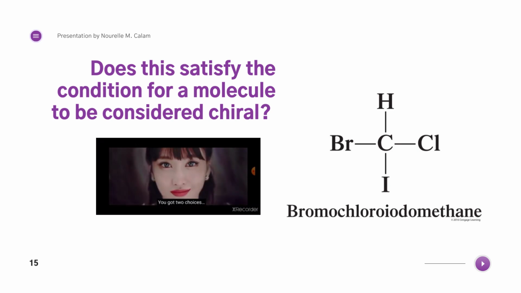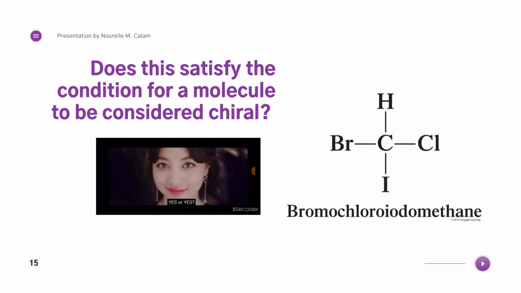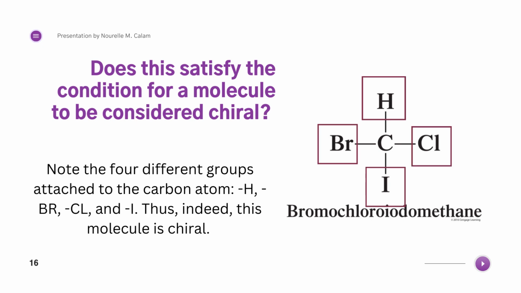Now, for this example, for bromochloroidomethane, does this satisfy the condition for a molecule to be considered chiral? What do you think? Yes or yes? Okay, so it does, right? Now, note the four different groups attached to the carbon atom. So makita nato in the image here that this example, the bromochloroidomethane, does possess the four different groups attached to the carbon at the center, making that carbon a chiral center and making the bromochloroidomethane as a molecule, a chiral molecule.